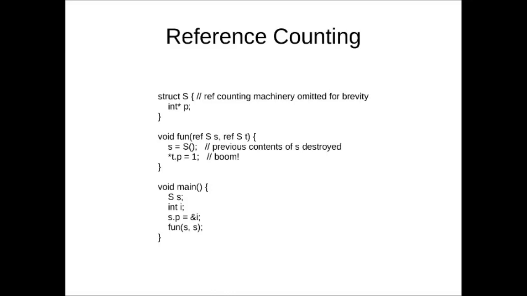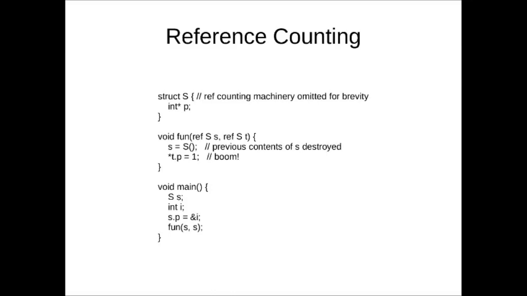What I wanted to focus on is where things can go wrong with reference counting. Our reference counted type S has a single field for the payload, P. The main function allocates an object S and initializes the payload to point to variable I. Then the function fun is called and a reference to S is passed to it twice. In function fun, S is reassigned, which by reference counting semantics frees the old value and assigns a new one. But the other reference to it is still active, but its P is never initialized. Assigning through that P results in memory corruption.